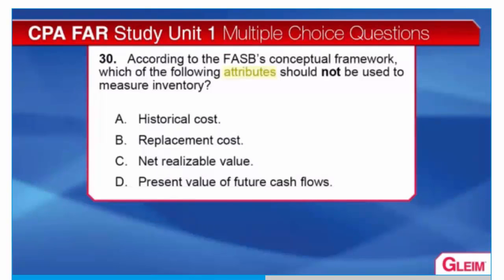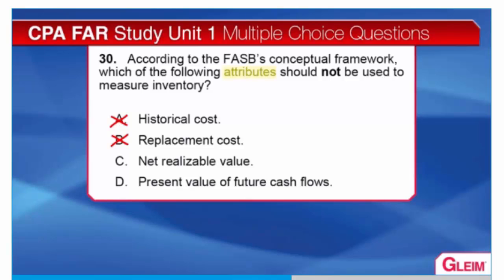Well, we know when you use the inventory methods of first in, first out, or FIFO, last in, first out, or LIFO, or the average cost, that's actually historical cost. So we know that's a good one, right? So that cannot be the answer. That's one of the attributes that we use to measure inventory, historical costs. How about replacement costs? Yep, that's also one that we use. Why? Because remember when we do lower of cost or market? Lower of cost or market takes in consideration replacement cost.